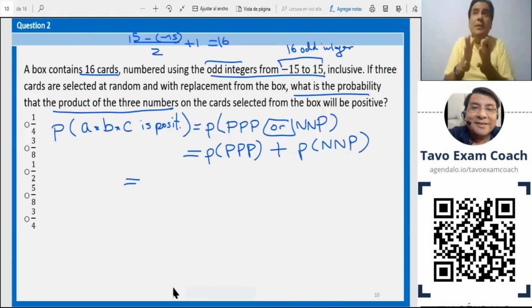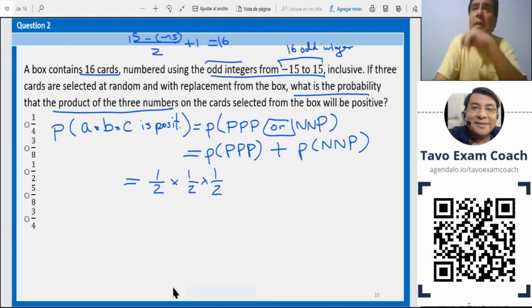So there are 16 odd integers, half of them are negative and half of them are positive. So if there are an equal number of positive and negative cards, then the probability of getting 1 positive card is always 1/2. So we multiply the 3 probabilities. Remember that 3 letters alike can be ordered in just one single manner. So we multiply just by 1.